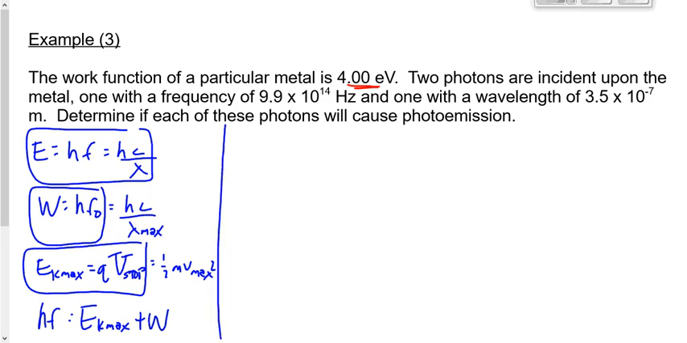How are we going to go about solving this question? Recognize first that we have two different photons, and we want to find if each of them will cause emission. So this is really two problems, right? Let's say we have our green problem and we have our black problem. Our green problem is when we have a frequency of photon of 9.9 times 10 to the 14 hertz.